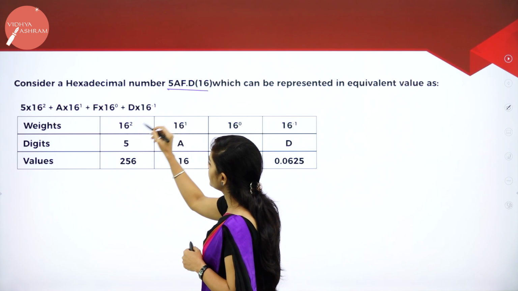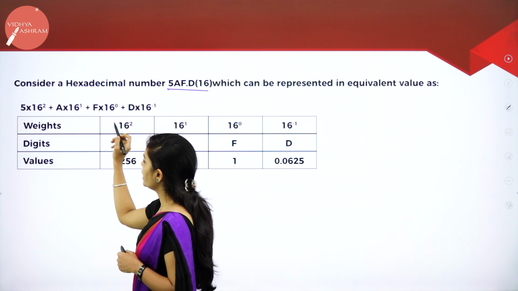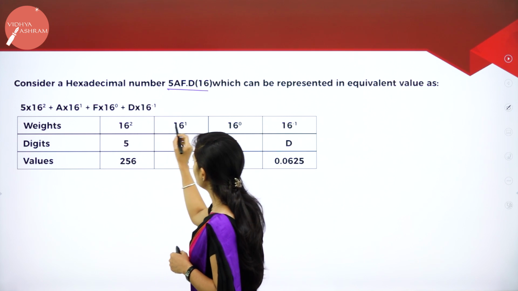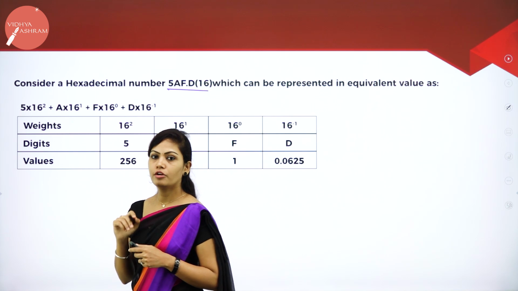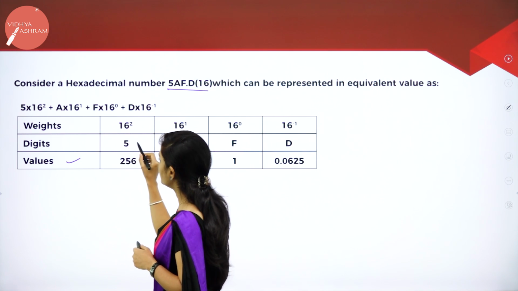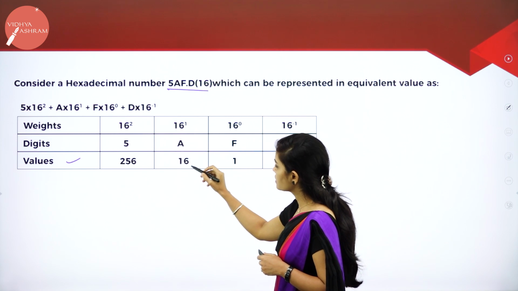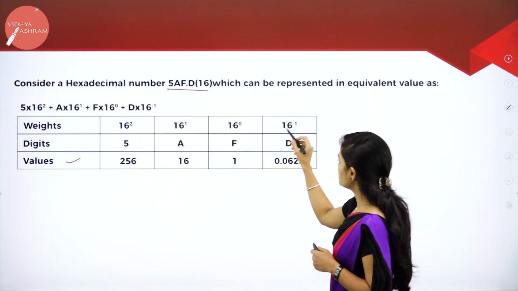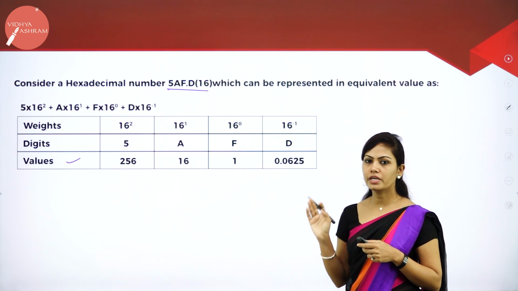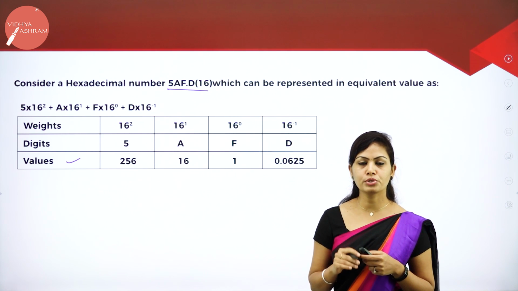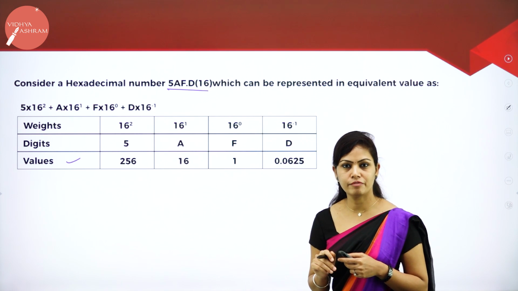So first find the digit values 5, A, F and D and mention all the weights of the given digits: 16 power 2, 16 power 1, 16 power 0 and 16 power minus 1, and find the values of these digits. 16 power 2 is 256, 16 power 1 is 16, 16 power 0 is 1 and 16 power minus 1 is 0.0625. Using this concept, we convert from one number system to another. These methods we can use for number system conversions.